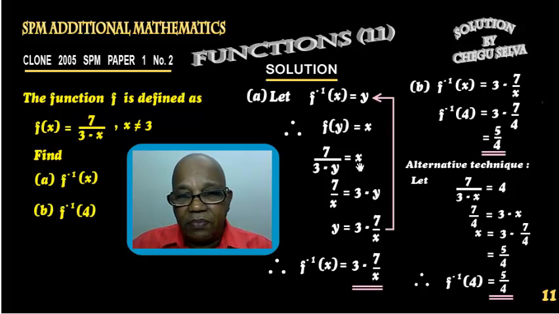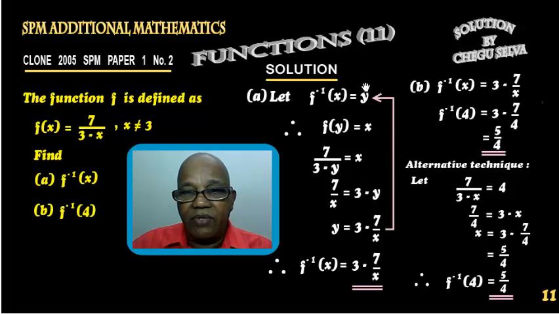Now what do you do? You bring the x down, 3 minus y, bring it up. The negative y, move it to the left. 7 over x, move it to the right. So we have y equals 3 minus 7 over x. Now we take this whole thing, y in terms of x. So this whole thing, we substitute y, we put it here. So we get the inverse of f(x) equals 3 minus 7 over x. As simple as that.